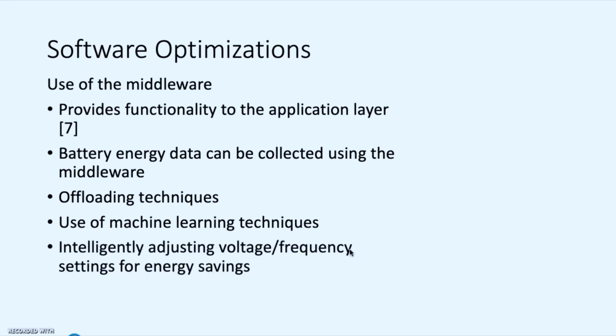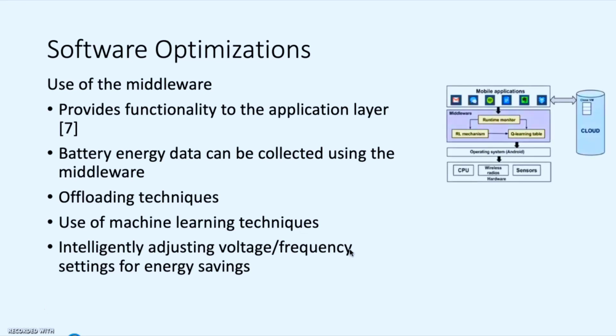And then one of the best things is that when you offload it, you can downscale the voltage or the frequency. Based on the machine learning output, you can adjust the voltage and frequency settings for good energy saving. So this diagram is taken from paper 7. This is the middleware. The runtime monitor keeps track of the battery data, which is fed back to the Q-learning table, which is basically a machine learning algorithm.